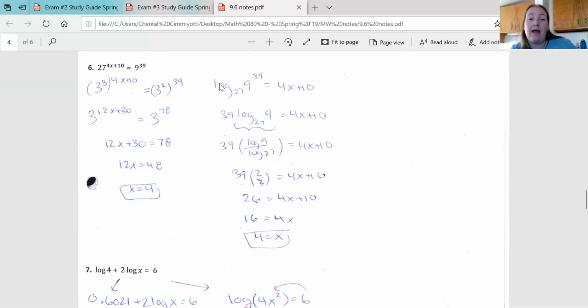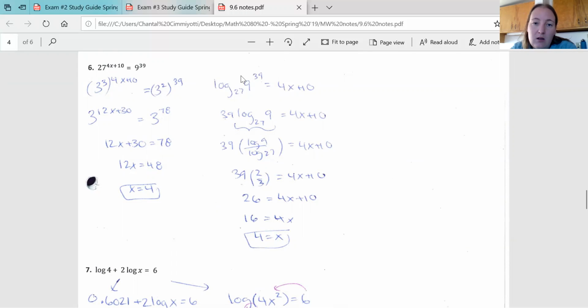Or rewrite it as a log. So this one was rewritten as a log. It's a little more involved that way, but it's log base 27 of this equals that. So 27 to the 4x plus 10 equals 9 to the 39th. That's exactly what I have here. 27 to the 4x plus 10 equals 9 to the 39th.